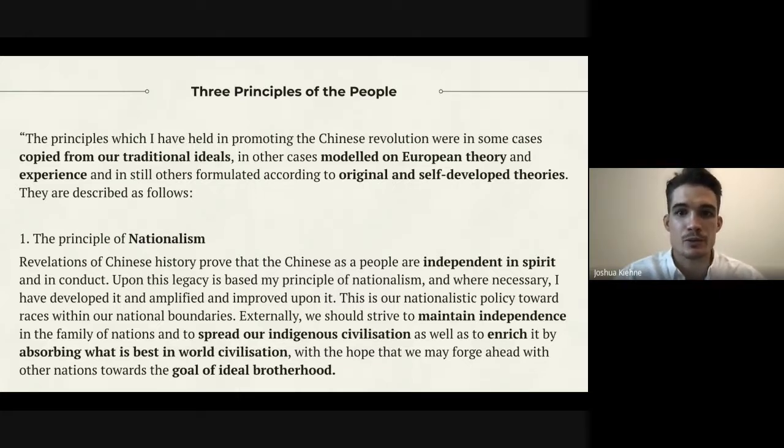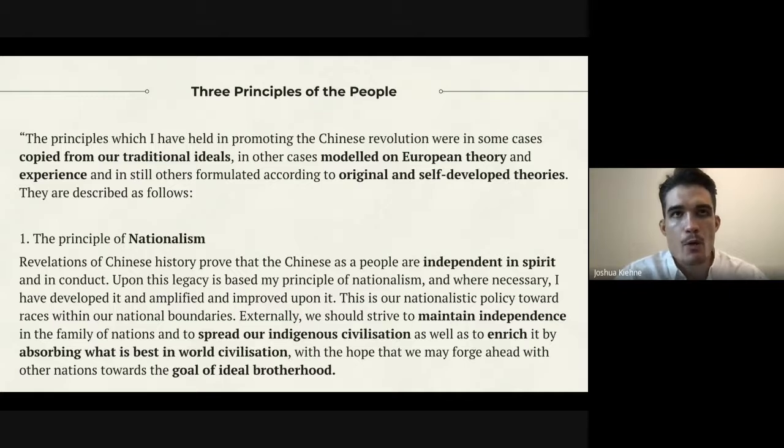And so Sun Yat-sen follows those principles, or he established those principles, in saying that we need elements of our traditional ideas, a fusion of European theory, and his own experience. And obviously he gains a huge amount of experience from traveling throughout the world during his period. We've already looked at his travels in America, in Europe, in Japan, throughout Southeast Asia, and his own original and self-developed theories that come about through his own learning and his own experience.